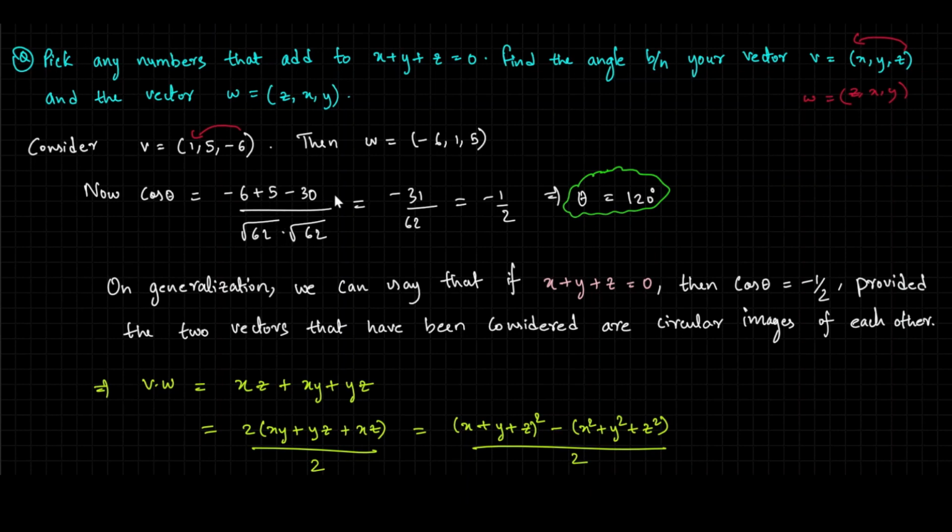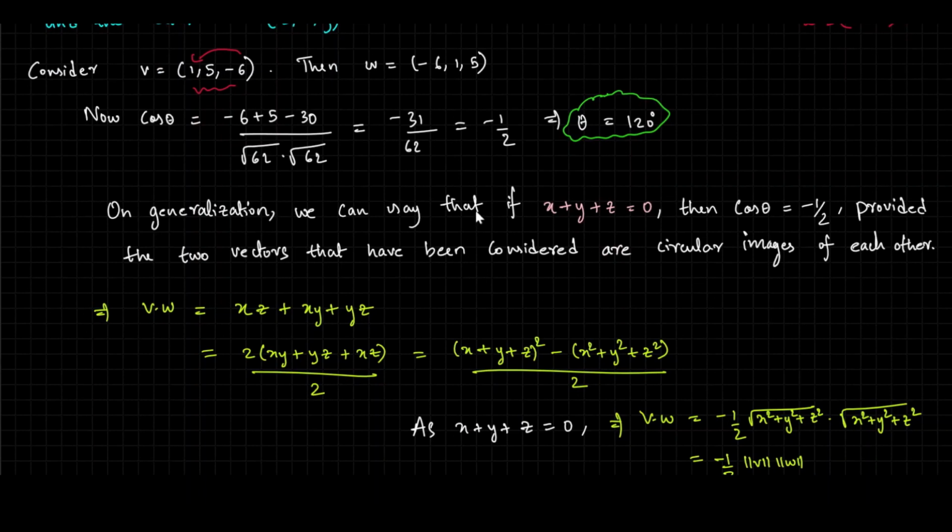So that is minus 6 plus 5 minus 30, divided by, because all these vectors have the same magnitude, isn't it? So that is root over 36 plus 25 plus 1, so root 62, and this will actually give you cos theta to be minus 1 by 2, and because this is minus, this means theta is equal to 120. So on generalization, we can say that if x plus y plus z is equal to 0, then cos theta is equal to minus 1 by 2, provided the two vectors have been considered as regular circular images of each other.